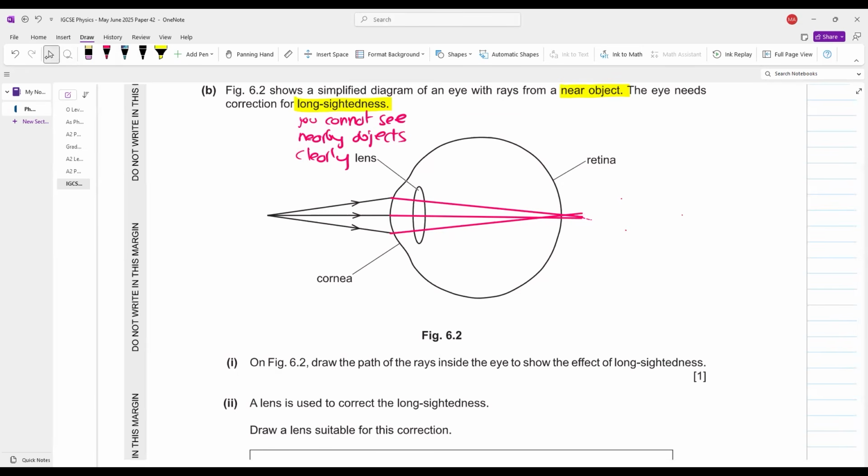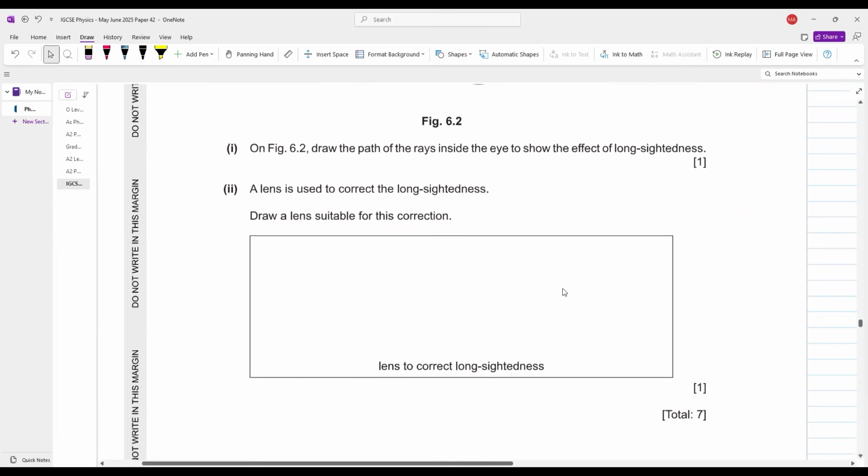I think I have done a mistake here. ये वाली लाइन थोड़ी सी हमारी crooked बनी है. One second. Yeah, now it's fine. So your image is forming behind the retina somewhere here. ठीक है, image कहाँ form हो रही है? Behind the retina.